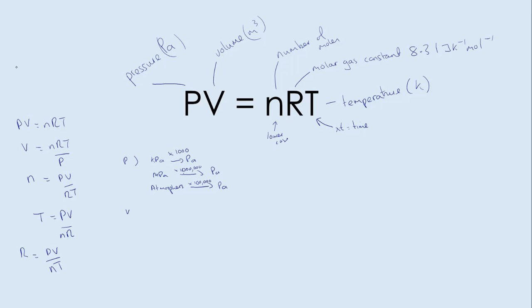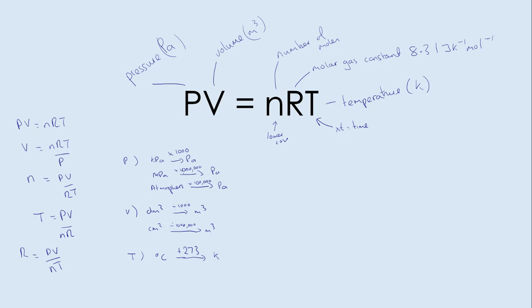Right, so volume, I can be given the volume in decimeters cubed. So to go from decimeters cubed to meters cubed, I divide by 1,000. If I'm given it in centimeters cubed, I need to divide by 1,000,000. And then temperature, if I'm given it in degrees C, to get to Kelvin, I add 273.